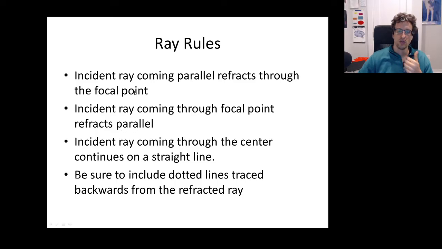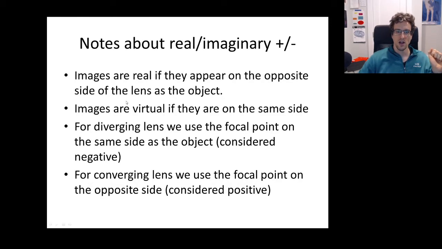All right, so the ray rules. Incident light rays coming parallel to the principal axis refract through the focal point. An incident ray coming through the focal point refracts parallel. All right. This last ray here we're never going to use. We don't need a third ray. We only need two. So we're just going to use those first two. And then there are the dotted lines backwards from the refracted ray, because this is when the image might appear behind the lens.